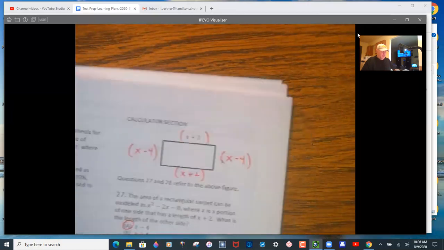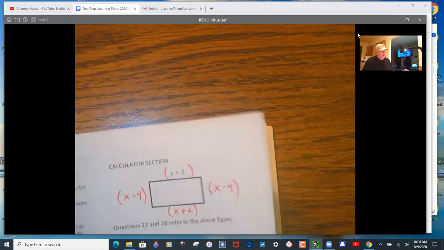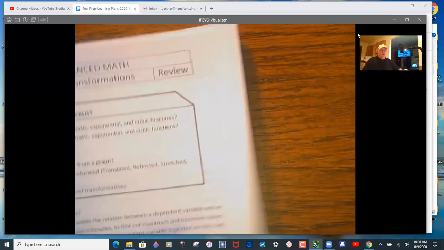Oh, I did it again. Duplicate pages here. So anyway, that is the end of the 9th assignment on functions and transformations.